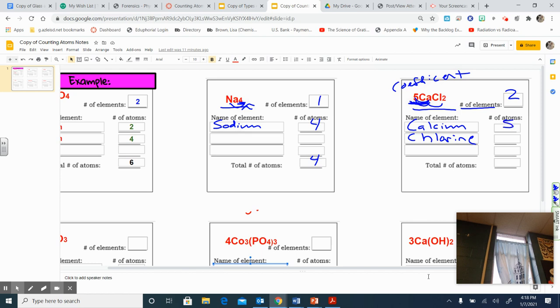And then for the chlorine, well, it already has a 2. It has that 2 subscript already. Now you do not add. It's not 5 plus 2. It's always multiplication because I have 5 groups of CaCl2. I have 5 groups of CaCl2. So I have 5 times 2. It's always multiplication. So 5 times 2 is 10. I'm going to end up having 10 chlorines in that little group. So my total number of atoms is 15. Okay? I'm going to scroll down.